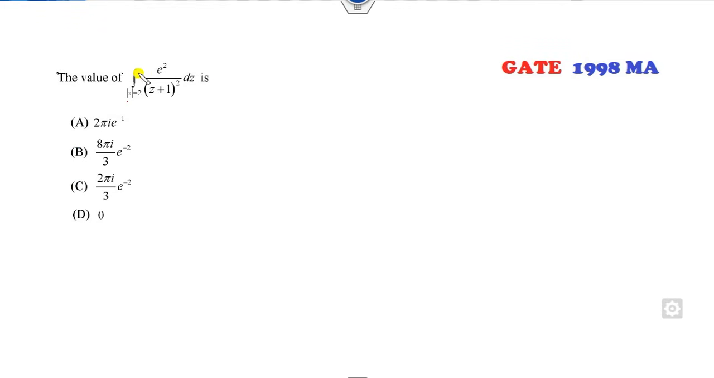Now you can see this integration, mode of z is 2. That means it's a circle with center 0 and radius 2. Then you can find the pole of this. Clearly the pole is -1, and -1 lies inside it. So the answer of this is 2 pi iota.